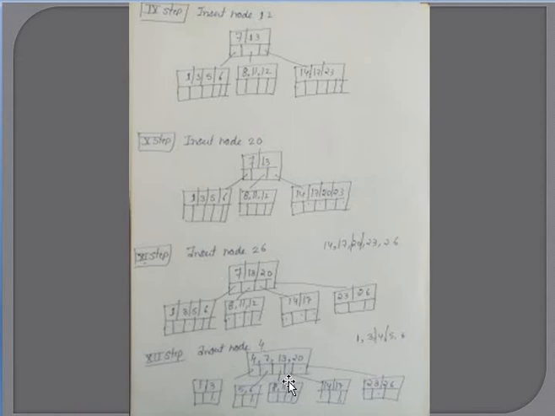Next element that we are inserting is 4. If we insert 4, the list will be like this: 1, 3, 4, 5, 6. It will split at 4. So the key element, that is 4, will come at the root node.